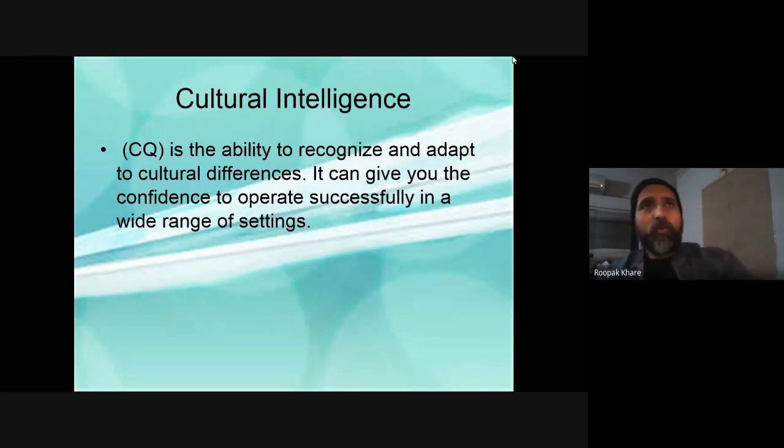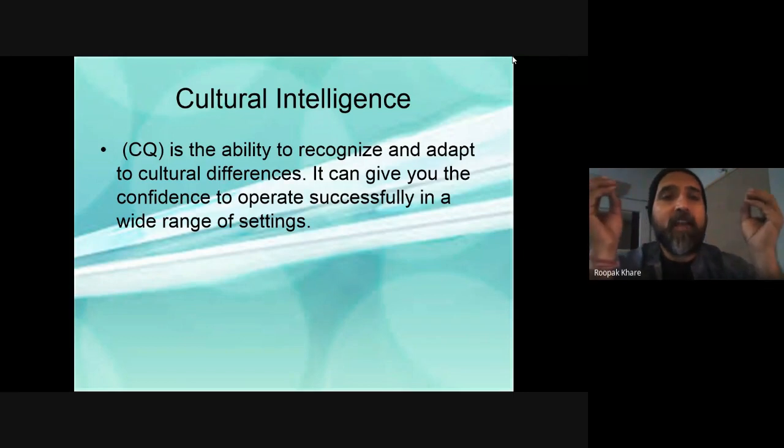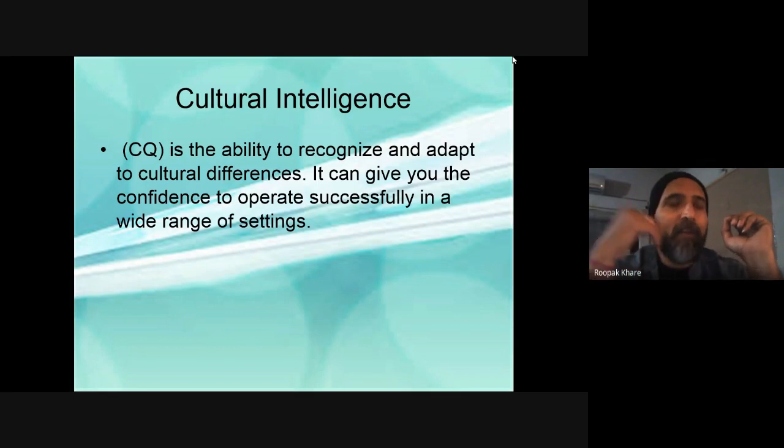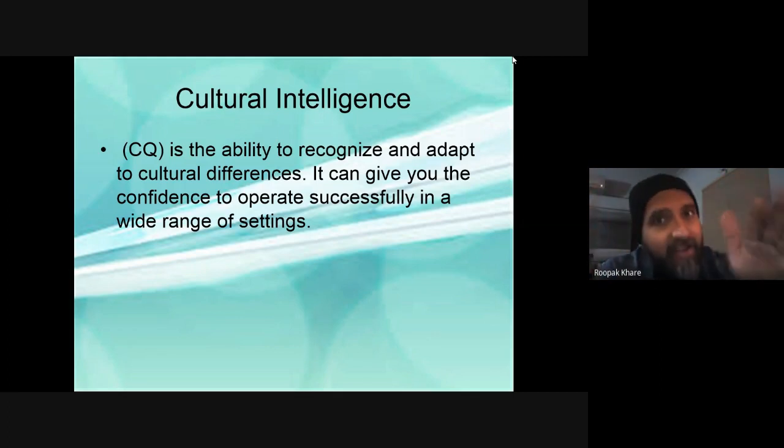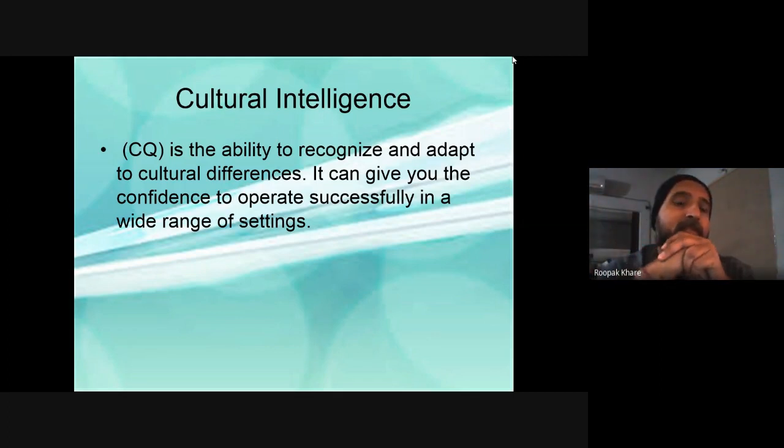So, after going through this small exercise, it is very important that we all develop a cultural intelligence. You must have heard about IQ, intelligence quotient, or EQ, the emotional quotient, right? Here I am suggesting to have a cultural intelligence quotient, CQ. It is the ability to recognize and adapt to cultural differences. We need to understand people from different places, different backgrounds are going to be different.